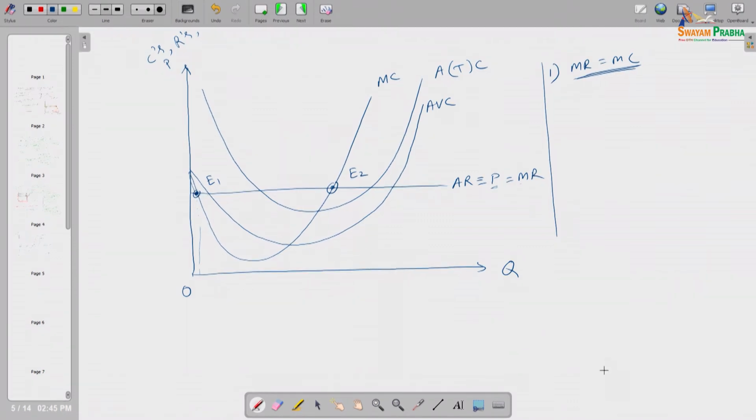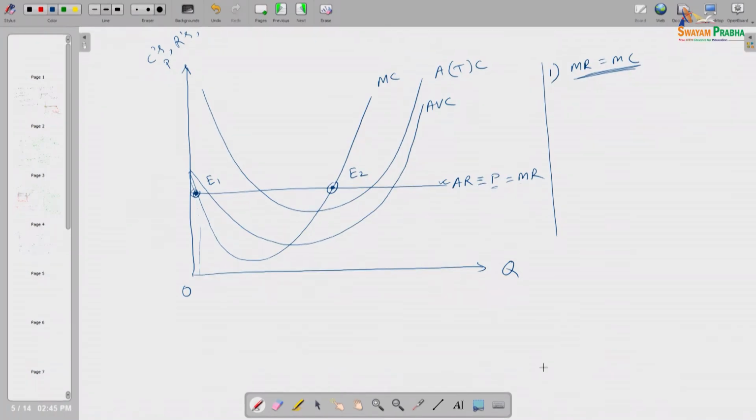Out of these 2 points, which will be the profit maximizing point for a producer facing this kind of revenue structure or demand curve, given this kind of cost structure? Look, the second order condition is satisfied at the E2 point and not satisfied at the E1 point. Let me repeat: the second order condition says that the slope of the MR line should be lower than the slope of the MC line. At this point, the slope of the MC line is positive and the slope of the MR line is horizontal, so 0. So, at this point the second order condition is satisfied.